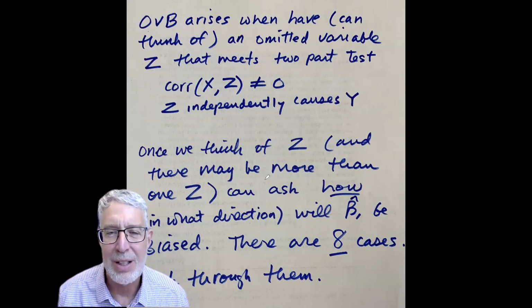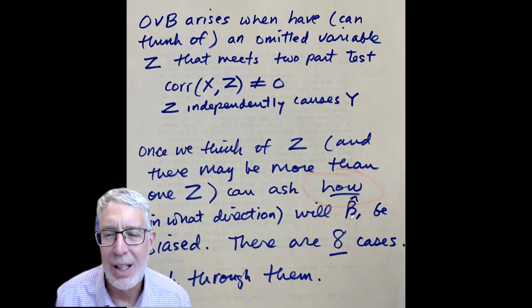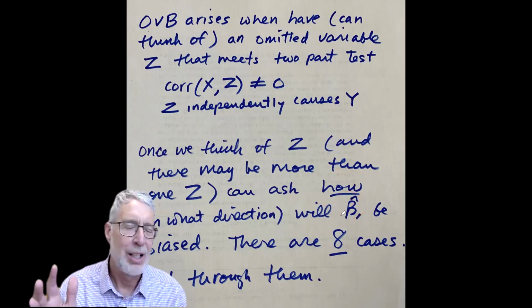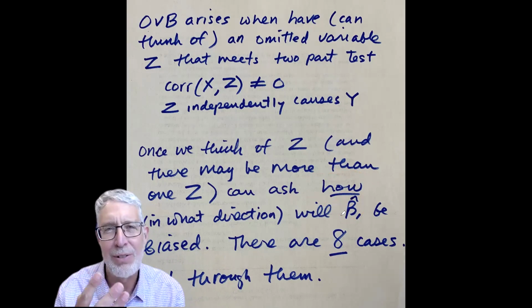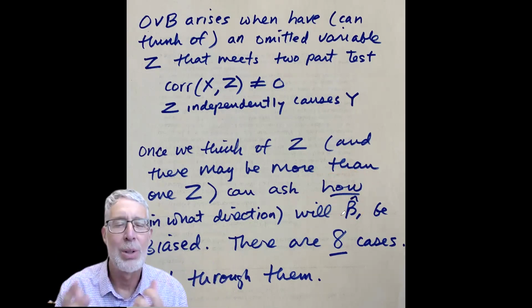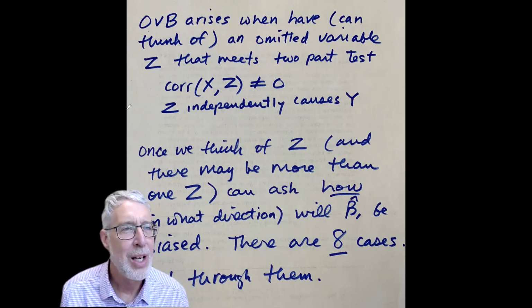Once we think of such a z variable, we can ask in what direction the estimated coefficient would be biased. As we've said in previous videos, there's 8 cases, 4 cases with a positive coefficient, 4 cases with a negative coefficient of our true relationship, and then various patterns of correlation. So today we're going to do another one.